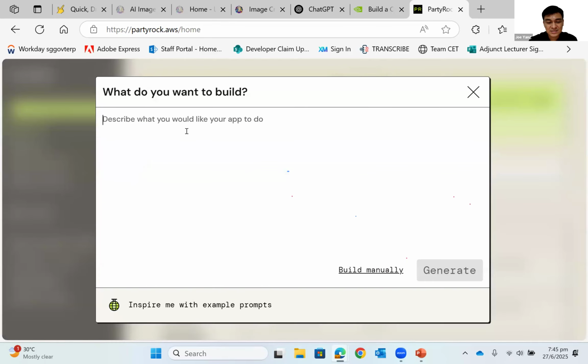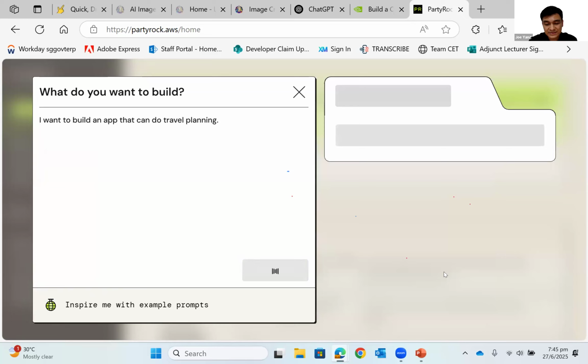Okay, generate app. It asks what do you want to build? I want to build an app that can do travel planning. Okay, just a simple one. I want to build an application that can do travel planning. So I just click the generate button.